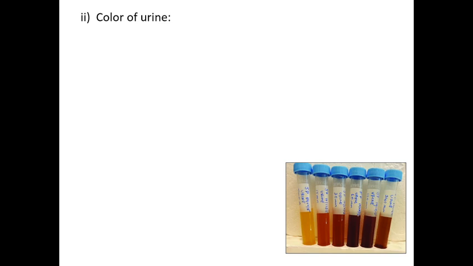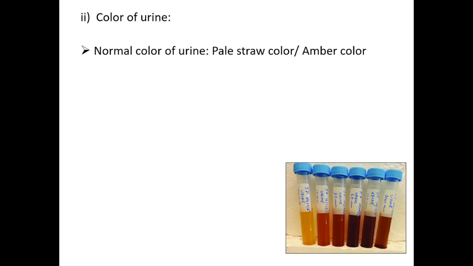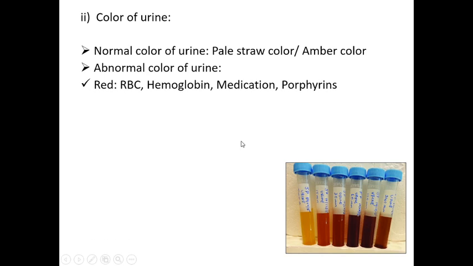Right, so now we'll see the color of the urine. So the normal color of urine is a pale straw color or amber color. Now there are some abnormal colors in urine. If you look at this picture, you can see these are all abnormal colors in urine. Now what are these abnormalities in the urine color? Urine can become red in color or dark in color due to presence of hemoglobin, red blood cells, due to the effect of certain medications and presence of porphyrins.